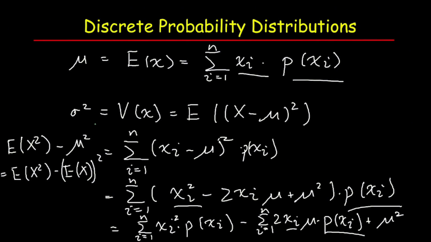So for a discrete random variable X, the variance of X is defined as sigma squared, or V(X), which is E(X squared) minus E(X) all squared.